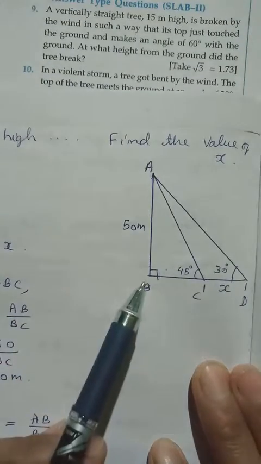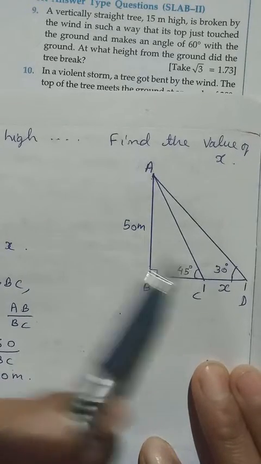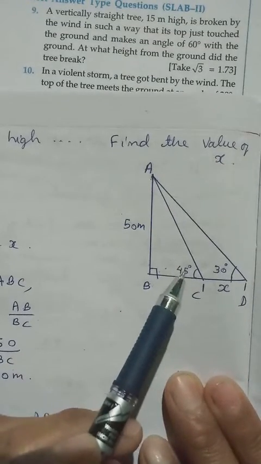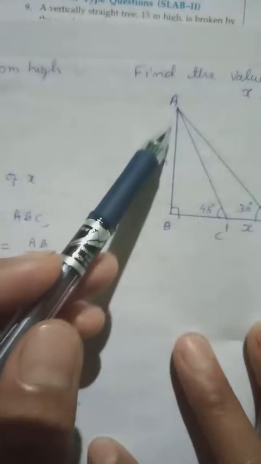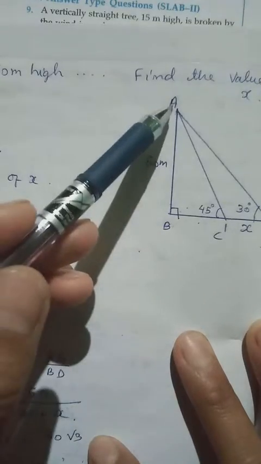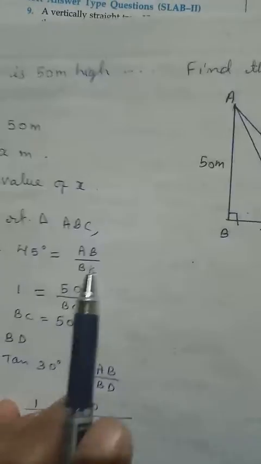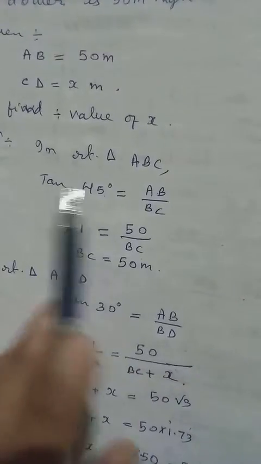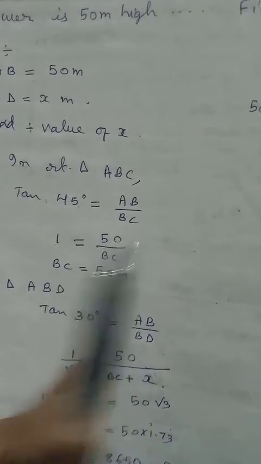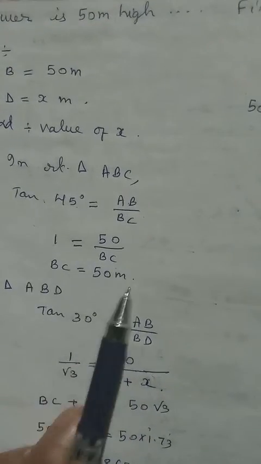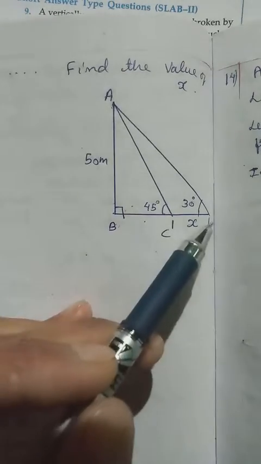Let's start first in triangle ABC. Since we want to find the base, that means we'll apply tan. So here we will use tan 45. Tan 45, we know the definition is perpendicular by base. In this case, it will be AB by BC. Then tan 45, we know from table 1. AB is already given, 50. We have to find BC. Cross multiply. BC is 50. Then next we will use ABD.